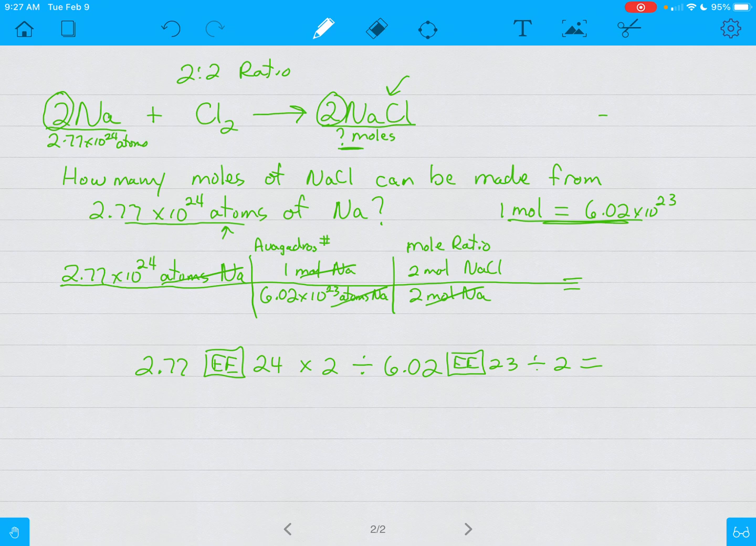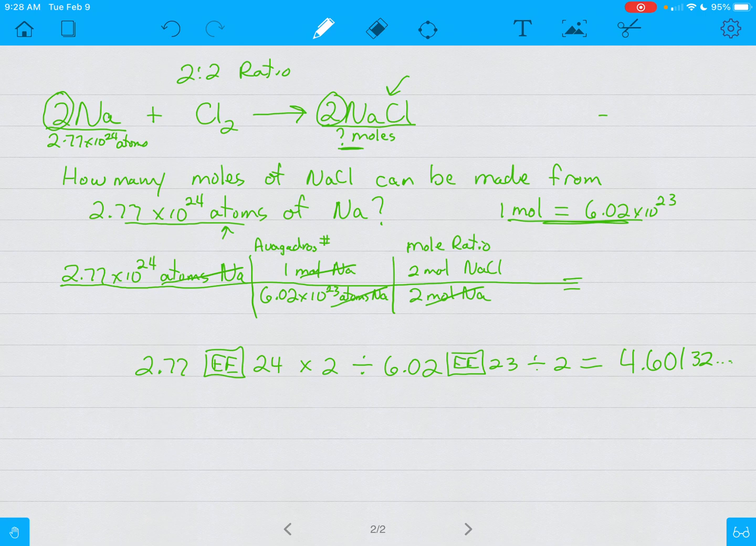So here we go. I'm going to have to use my good calculator for this. I can't use the calculator I had sitting here. I'm going to pull up my other calculator, turn it on its side, and put in 2.77 EE 24 times 2 divide by 6.02 EE 23 divide by 2 equals, I've got 4.60132 and so on.